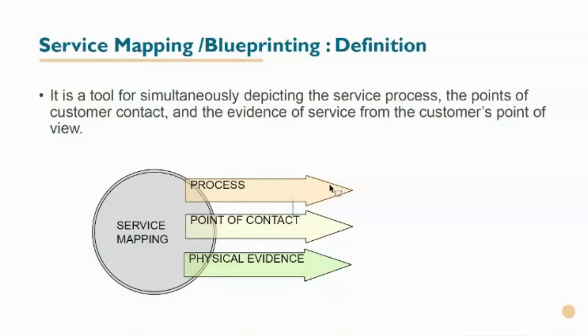Similarly, service blueprint is also like that map, which contains the whole process of service, right from its creation to the delivery, its points of contact where your company will be getting in contact with the customers, and also the evidence of service from the customer point of view. So it is very important that we always try to find the evidence from the customer's point of view. It basically includes three things: first, the process; second, the points of contact; and third, physical evidence.